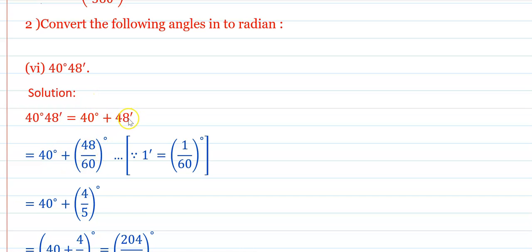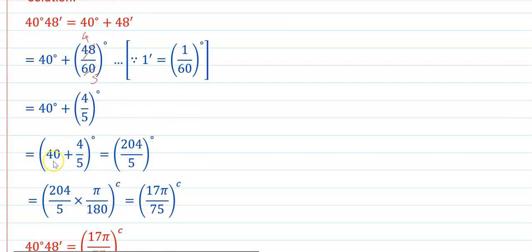40 degree plus 48 minutes, that is 40 plus 48 upon 60 degree. Again divide this by 12. Okay, you will get here 12 fours are 48 and 12 fives are 60. That is 4 by 5 degree. Okay, next we will add 40 plus 4 by 5 degree. 5 into 4, 40, you will get 200. 200 plus 4, 204 upon 5.